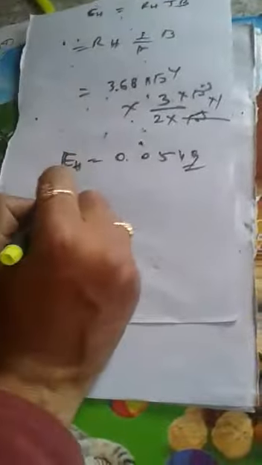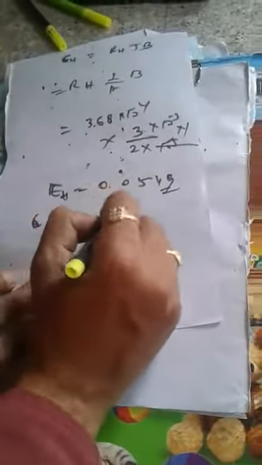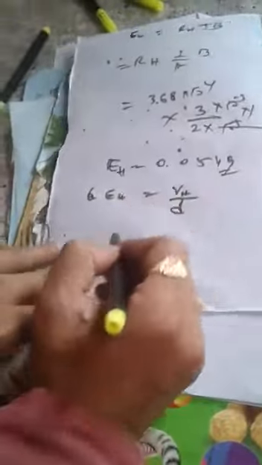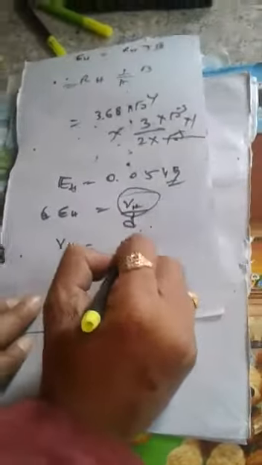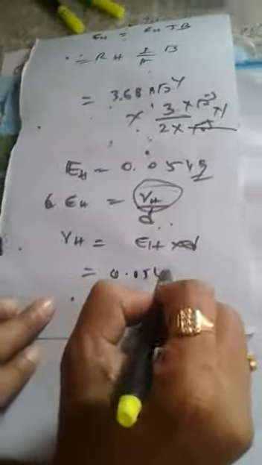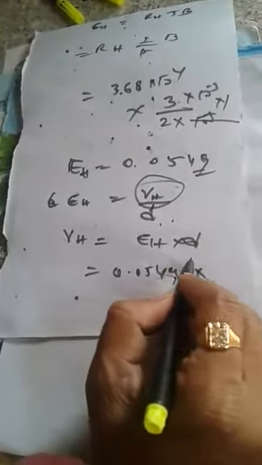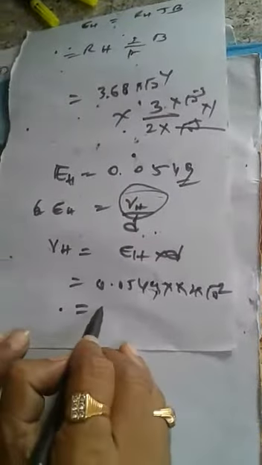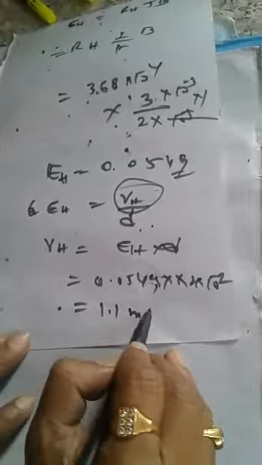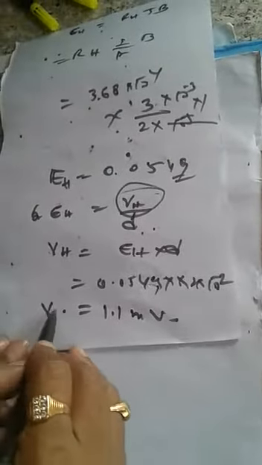We know the formula EH is equal to VH by D. VH is the Hall voltage, and D is the distance between the probes, which is equal to 2 centimeter. Therefore VH is equal to EH into D. EH is 0.0549, and D is 2 into 10 to the power of minus 2. This is equal to 1.1 meter per volt. This is called the Hall voltage.